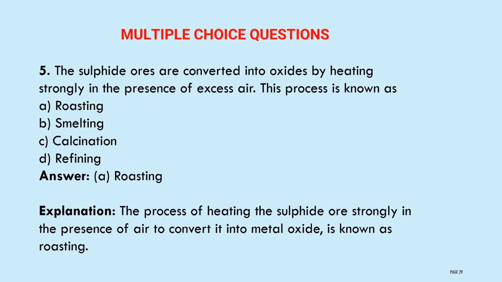Next question. Sulphide ores are converted into oxides by heating strongly in the presence of excess air. This process is known as: option A roasting, option B smelting, option C calcination, option D refining. The correct answer is roasting. Roasting is the process of heating the sulphide ore strongly in the presence of air to convert it into metal oxide.